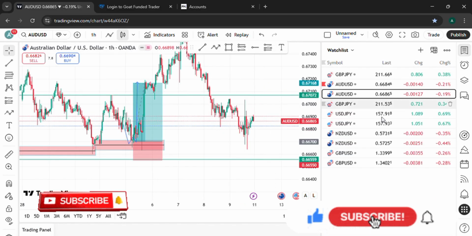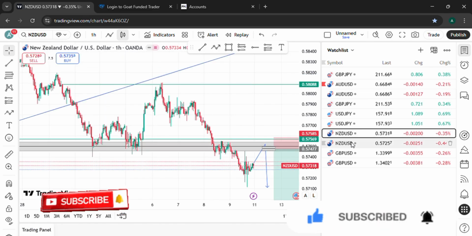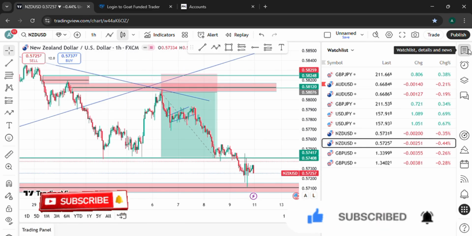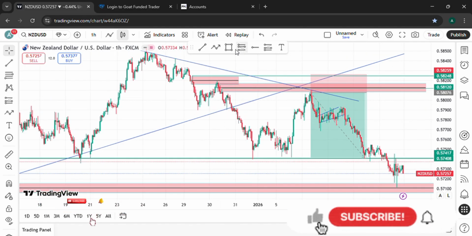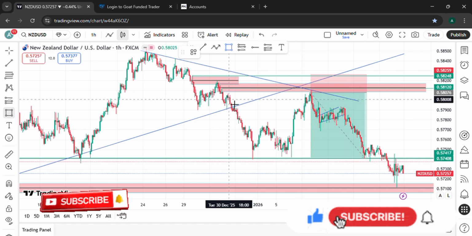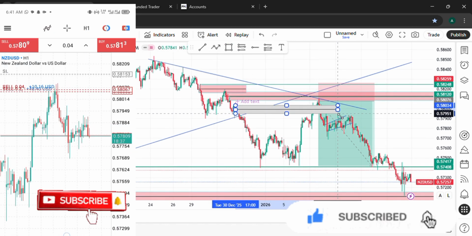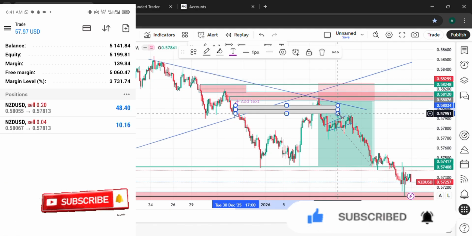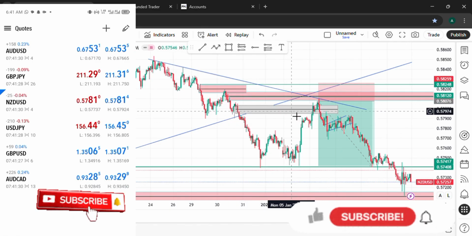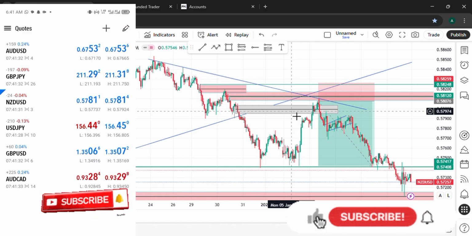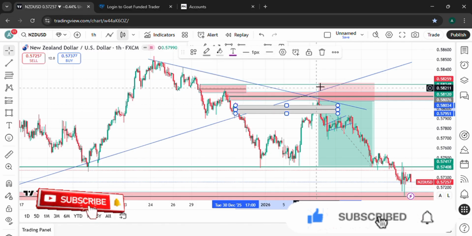On Tuesday, I took a trade on NZUSD. That was the second trade of the week. I wanted to take this trade from this resistance level. This was the first resistance level that I wanted to take my trade from, this very level here. But when price got to the level, after waiting for my confirmation, which is the bearish engulfing candlestick, I didn't get the confirmation.